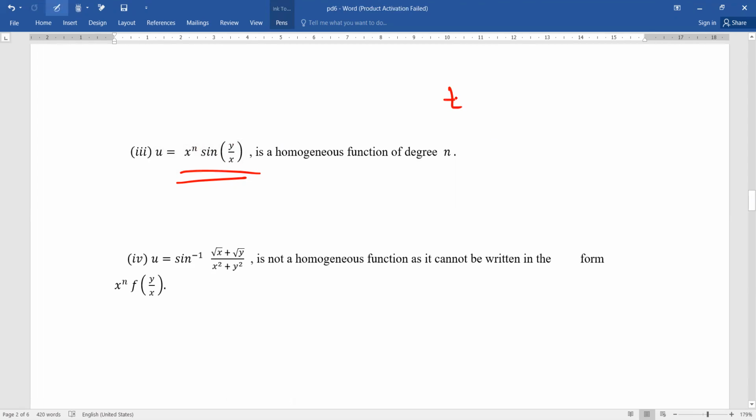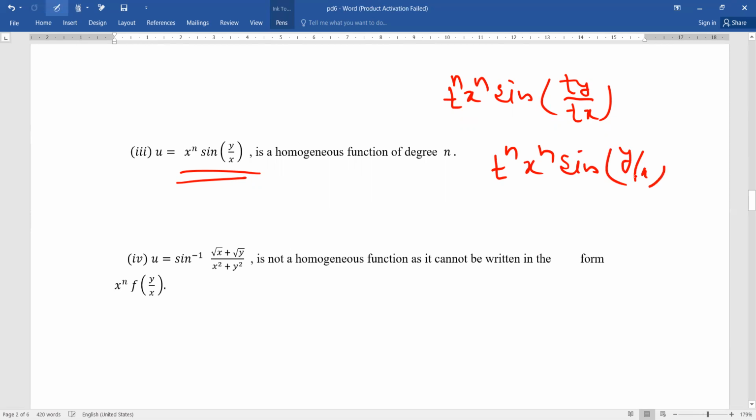x को अगर रिप्लेस करते हैं by tx, तो it is t to power n x to power n sin of ty upon tx, that becomes t to power n x to power n sin of y by x. It is f of xy. So n will be degree of this homogeneous function.